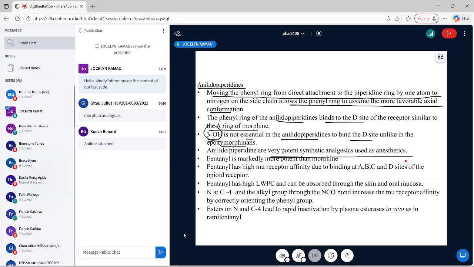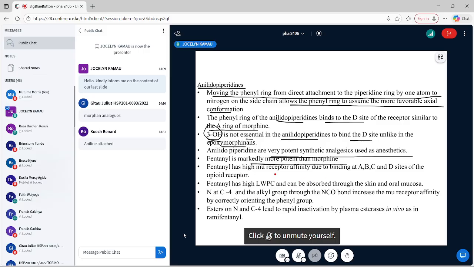Second to that, if you look at most of them, like fentanyl, at position number 1 on the nitrogen they also put a very large group, and that large group is able to interact. Most of those groups are alkyl groups, able to interact with the A site, and hence again increasing the activity. Fentanyl is markedly more potent than morphine. Very, very potent, and no wonder it can be used as an anesthetic.